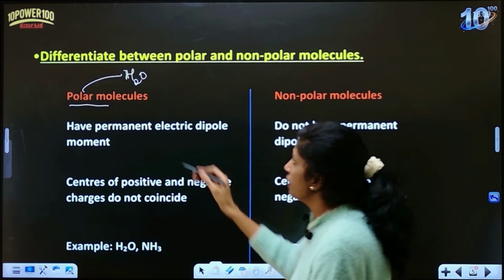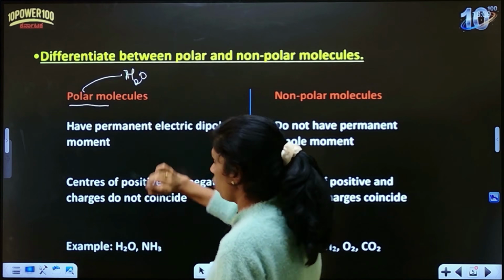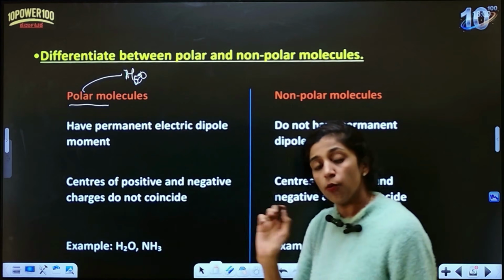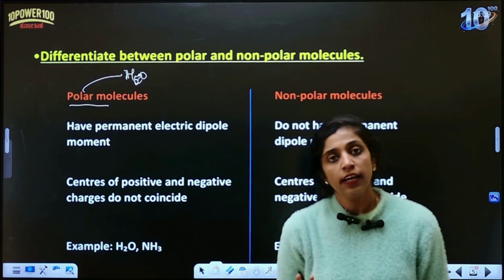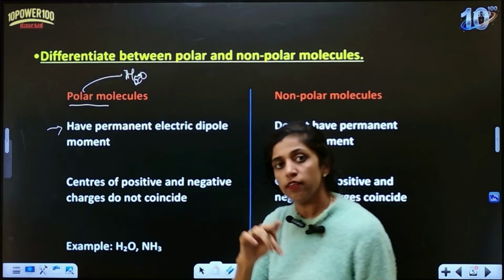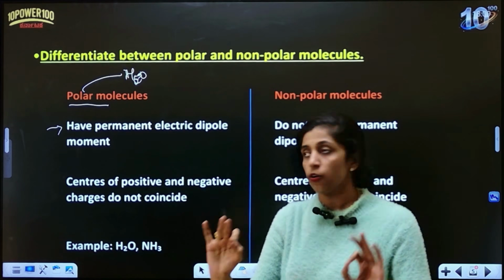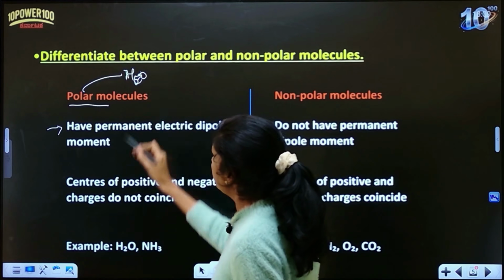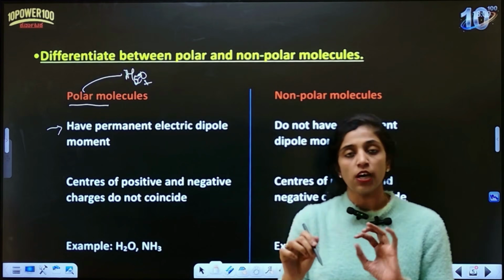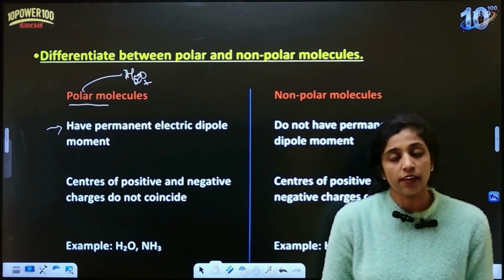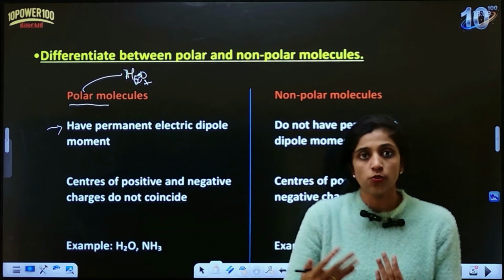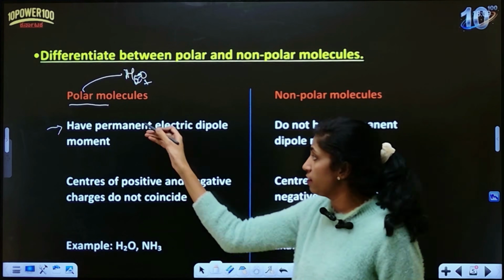Here you can see there are two elements, hydrogen and oxygen. From this we can say that there is a permanent dipole moment. So a polar molecule will have a permanent dipole moment. That can be the first difference. Then you can say that the center of positive and negative charges will not coincide, because they have a permanent dipole moment and it's a combination of two elements, H2O. In that way you can take these two points.